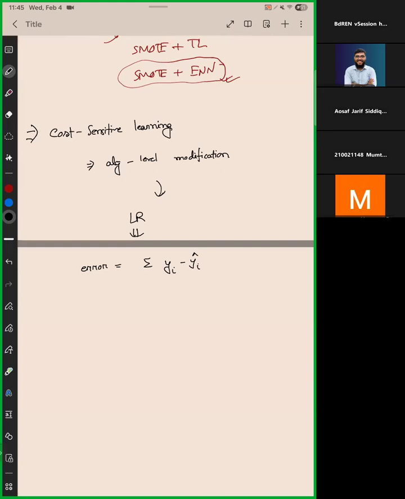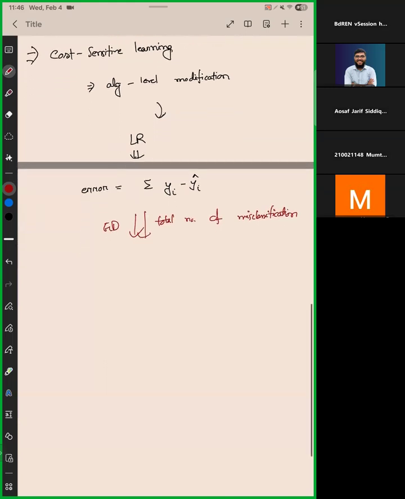For all the errors that we have, we summarize all of them. That is basically the total number of misclassifications. Our gradient descent tries to reduce this total number of misclassifications. That's the idea. This algorithm tries to reduce the total number of misclassifications, which generally provides the best performance.